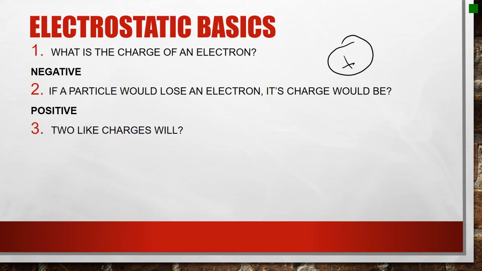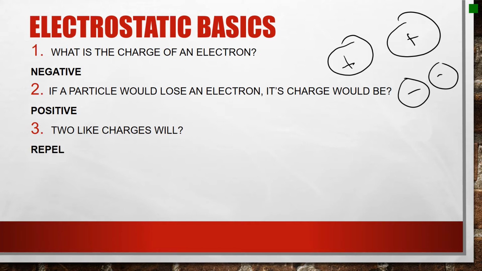All right, so the next question. What will two like charges do? So if I had two, let's say, positives right next to each other, or two negatives right next to each other, what would happen to them? Think of two magnets. If you have two magnets of like charges, what happens when you try to push them together? Do they go together or do they repel? Well, the like charges will repel.